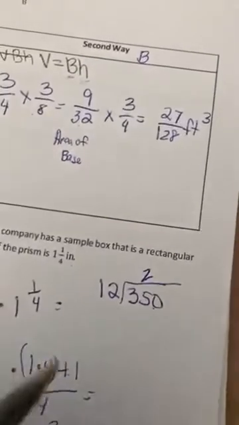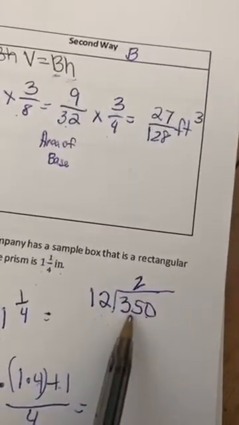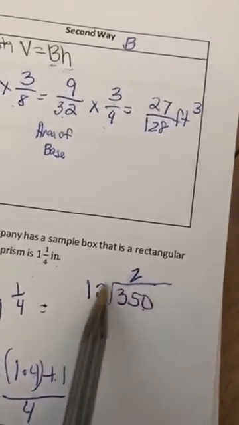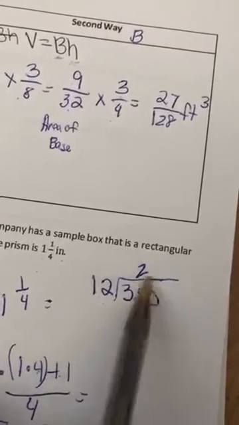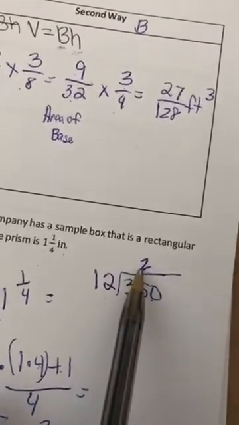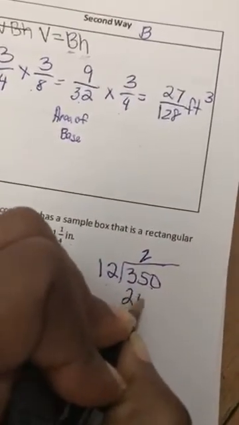Two. Ding, ding, ding! 2. Very good. And we're seeing how many times 12 goes into 35. So the 2 goes over the 5. You see that? You have to make sure you always line up your numbers correctly. All right? Then we multiply 2 times 12 and we get 24.